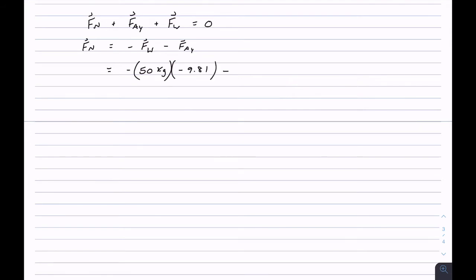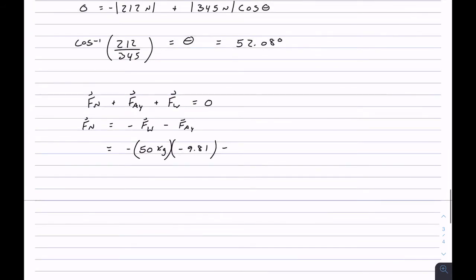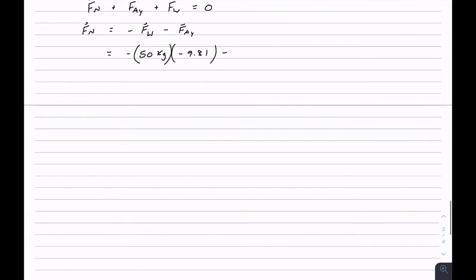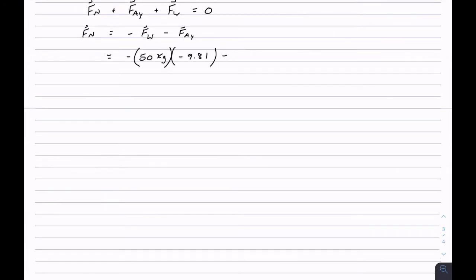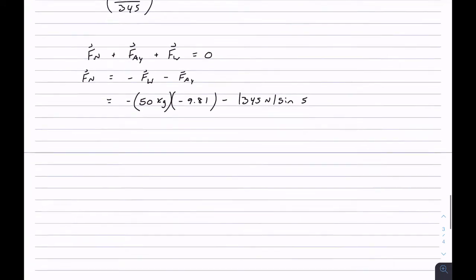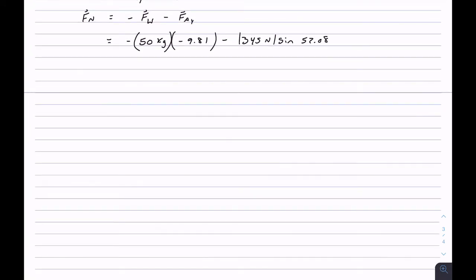Okay, next we have a negative. We know that the y component here for the applied force is going to be positive because he's pulling up this way. So when we took it to the other side, it remains negative. And we have 345 newtons times sine of our angle, which is 52.08 degrees.